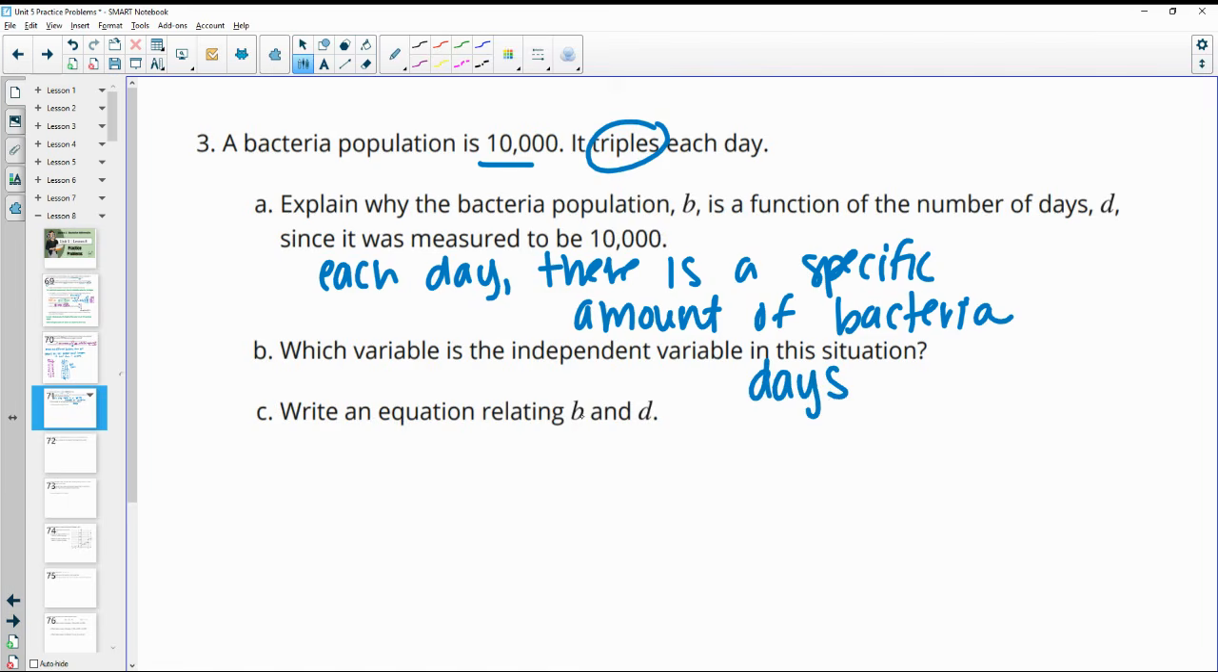Write an equation relating B and D. So the bacteria is a function of the days. The bacteria initially starts at 10,000 bacteria. And then the growth factor is triples. So that's 3 times as many each day. So then we have B equals 10,000 times 3 to the D power.